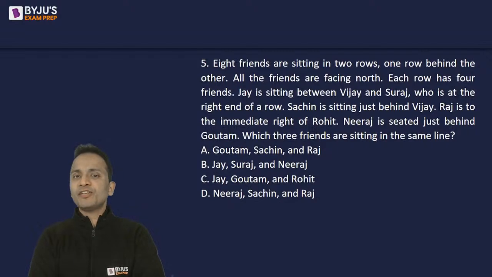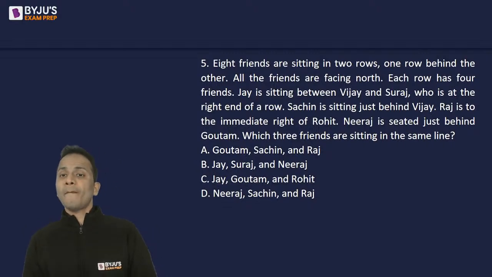Question number 5. 8 friends are sitting in a row, one row behind the other. All the friends are facing north. Each row has 4 friends. Jay is sitting between Vijay and Suraj, who is at the right end of the row.